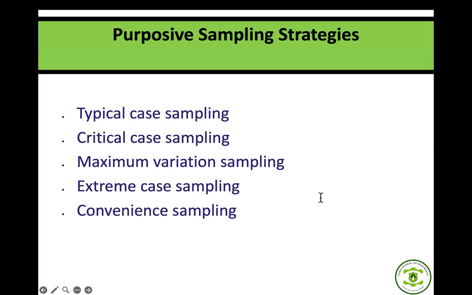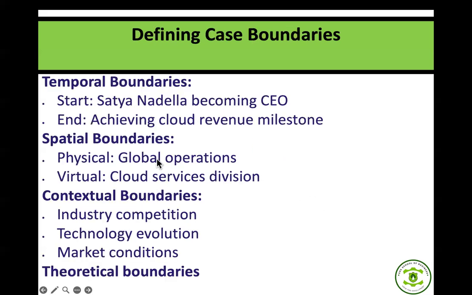Then we have the last one, convenience sampling. Convenience sampling is based on the ease of access. How easy is it for you to have access? Based on that, it saves time and resources. And convenience sampling is mostly used often in what? In pilot studies.